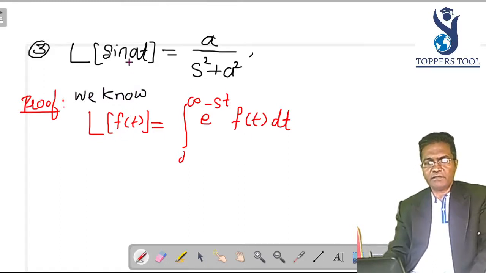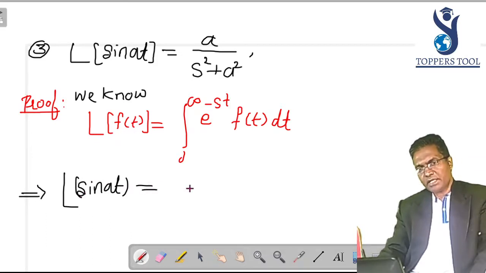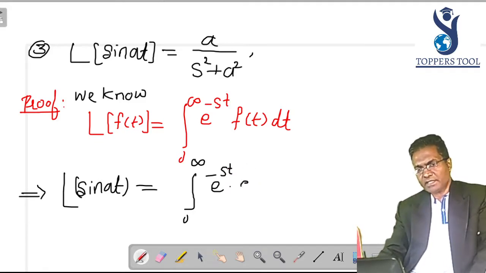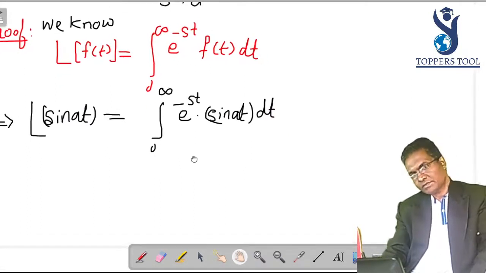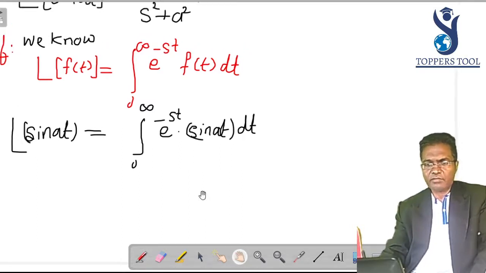Now you have to replace f of t by sine at, which implies L of sine at is the integral from 0 to infinity of e power minus st times sine at dt. Okay, so we are replacing f of t by sine at. Now we need to integrate this, and there is one common formula.